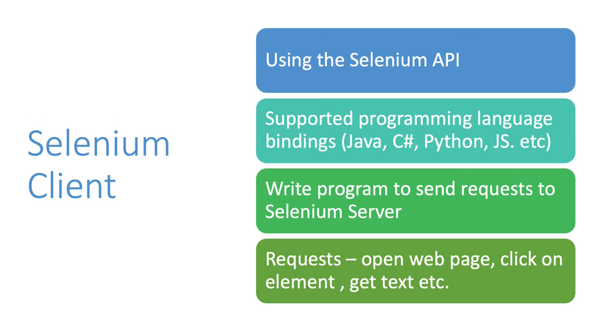code, and you ask it to do some steps like open a particular URL in a browser, or go and click on the submit button, type in username, type in password, and drag an element to a particular field, or select something in the drop down, fill up a form. So all these requests you write in your programming language of interest using the Selenium API. That actual program you write is the Selenium client, and you request to do it like open web page, click on element, or get text or something like that.